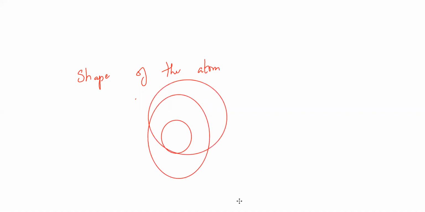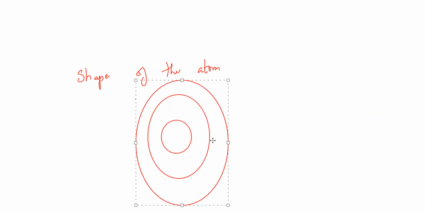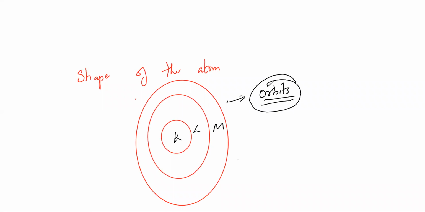Chemical bonding. Before starting this chapter, I just want to make a quick recap. What is the shape of the electron, or the atom, or the nucleus? Till now we have learned about K, L, M and N shells, and so on. So we have all learned that orbits are circular in shape.